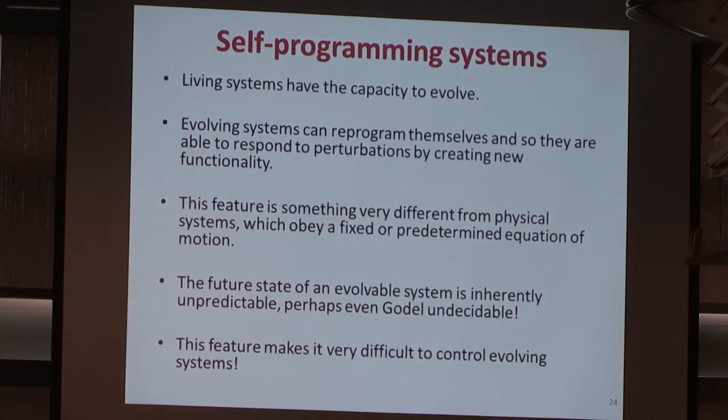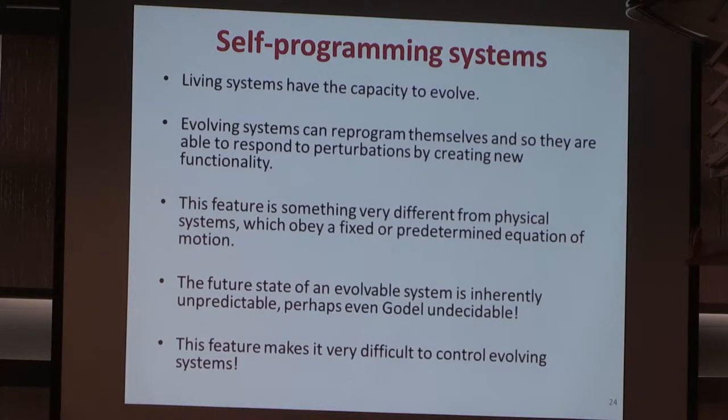It means that self-programming systems have the capacity to evolve. Evolving systems reprogram themselves, and they're able to respond to perturbations by creating new functionality. Physical systems don't do that. The physical systems you learn about in elementary physics obey Newton's equations of motion. Once you specify the forces or the energy of the system, everything is predetermined. But biological systems are different because they reprogram themselves on the fly.